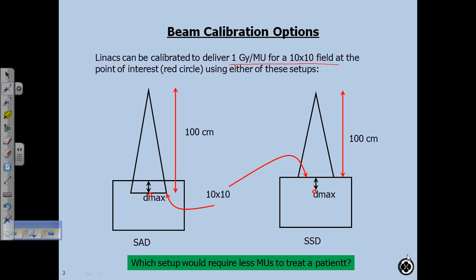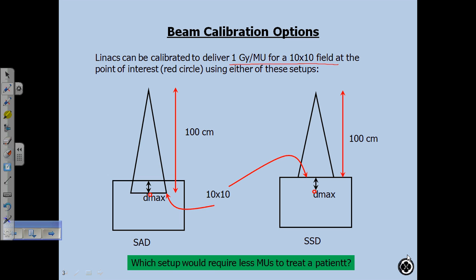Okay, and so it's 1 centigray per MU here, or some centers will calibrate this way, and it'll be 1 centigray per MU there. Obviously they're different, right? Yeah. Okay, so which setup would require fewer MUs to treat a patient? One center calibrates this way, a different center calibrates this way. Which one would require fewer MUs to treat a patient? What's the setup for the patient? Both are SAD setups.